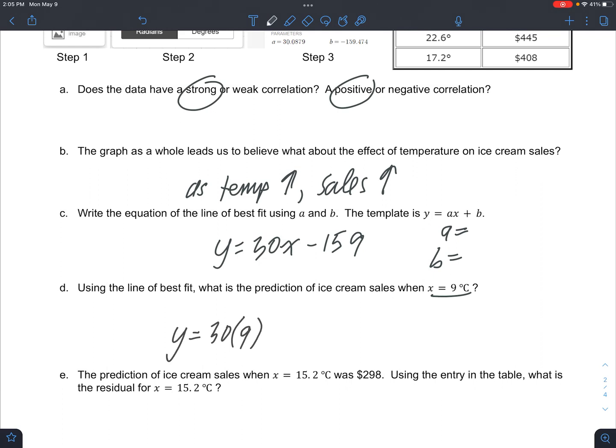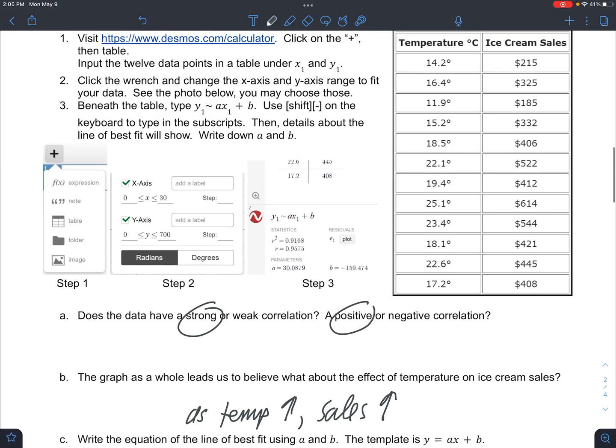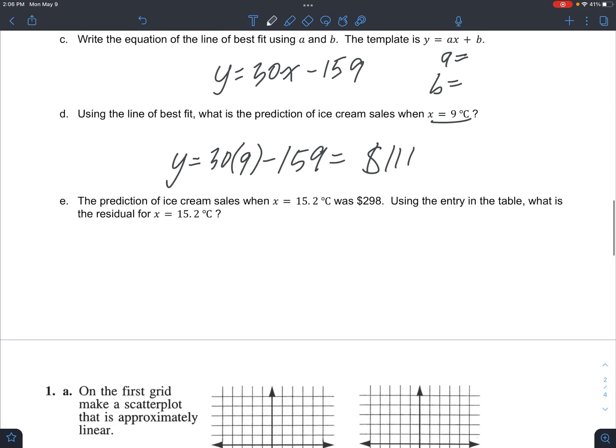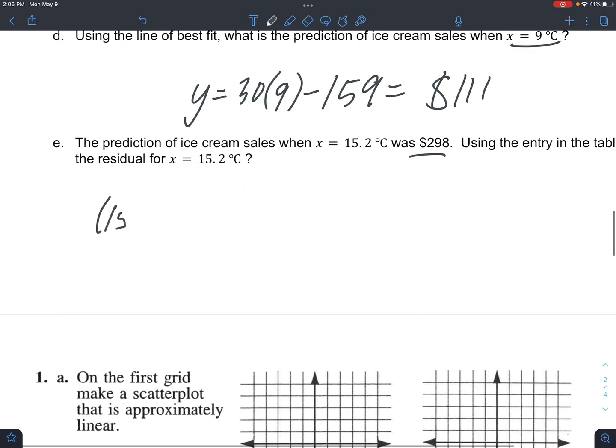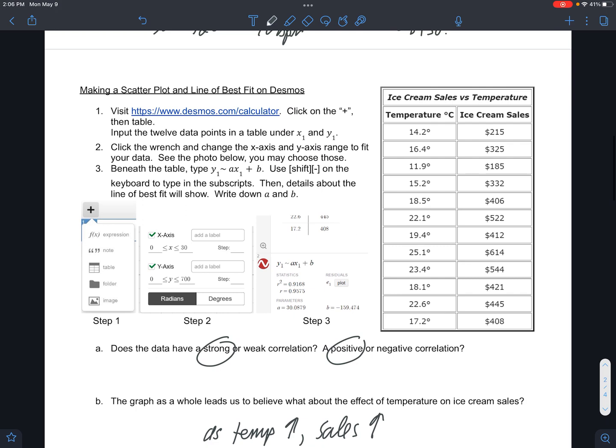But just like before, you plug that in for X because the X axis is temperature. And we get only $111. That's so small compared to the other days. So the prediction was this, and let's see the table entry that we had. I think it was this one. If we go up on our table and find 15.2, that will be right here.